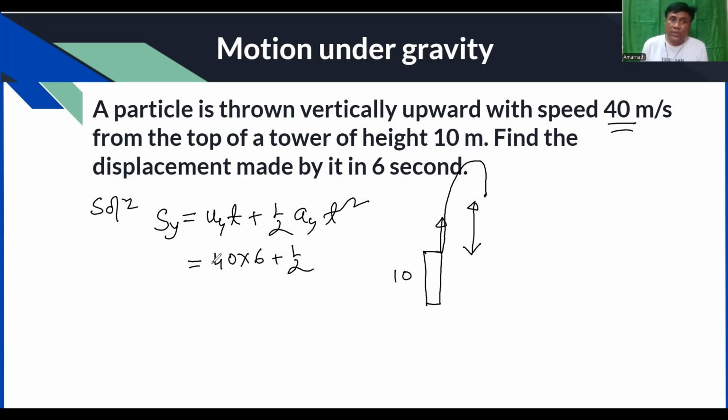Remember, Uy is plus 40 because I have taken the upward direction as positive, so the downward direction will be negative. Then 6 square. And remember, if my final answer Sy is negative, it means the particle has fallen down. If Sy is positive, it means it is still on the higher side. If Sy is 0, it means the particle has come to exactly the same level. I don't know what the answer will be.